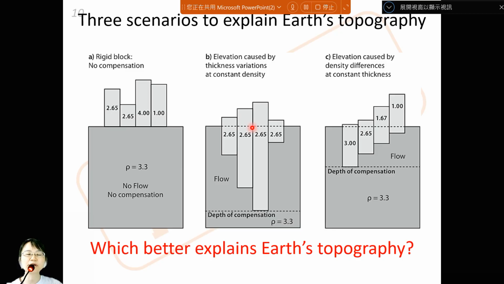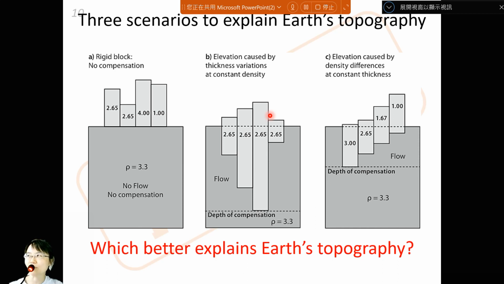The second scenario is the mantle has flow. In this scenario, every block has the same density of 2.65. This is the density we use for continental crust and also for marine sediment. Therefore, when you see a high mountain here, beneath the high mountain, it has an even deeper root.